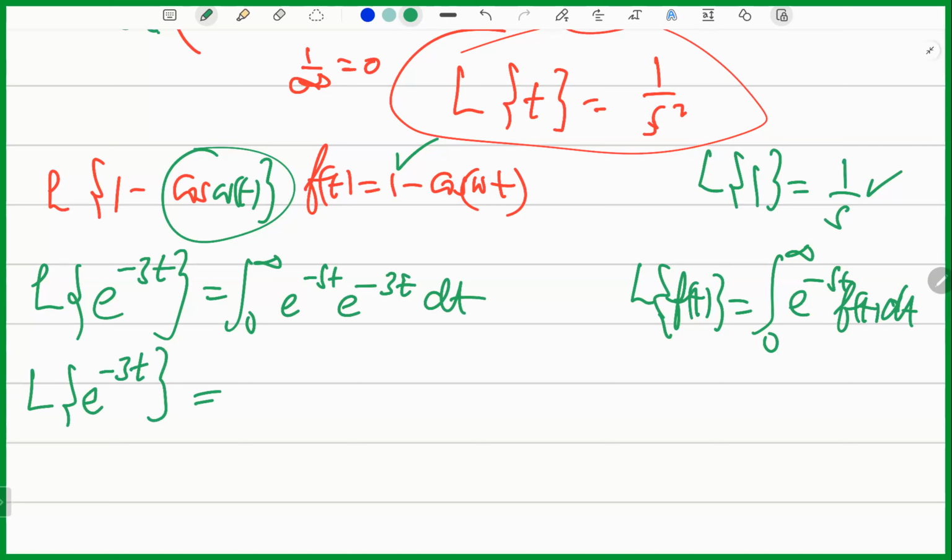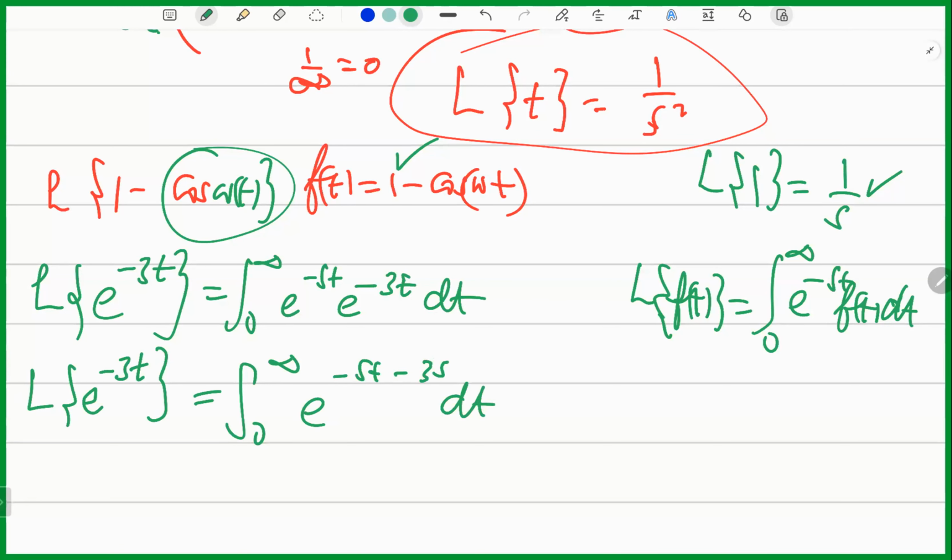Okay, so we have this. Here, this one is easy for the exponential functions. You don't need lots of integration rules because now you have the base e, so you add the exponents. You just combine the exponents.